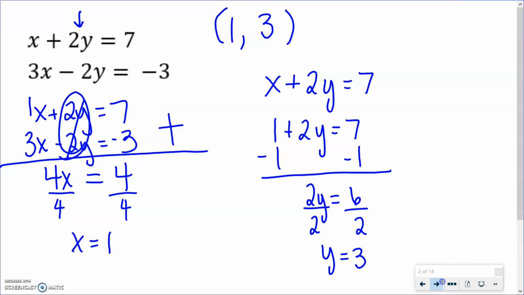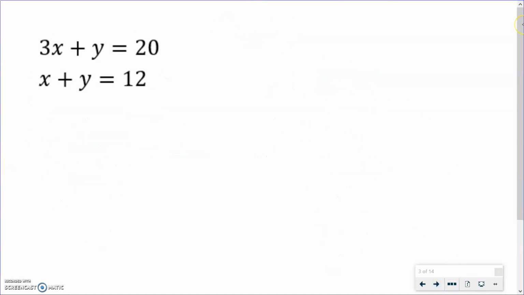Okay, let's look at another one. So here we go. This time we have 3x plus y equals 20 and x plus y equals 12. Well, this time these don't necessarily cancel out. There's not a positive and a negative y, but I do see that there's just one y in both of these. So what I'm going to do is multiply this bottom equation by negative 1 when I rewrite them so that those y's cancel out, because I need something to eliminate.